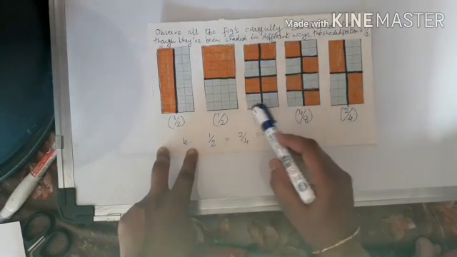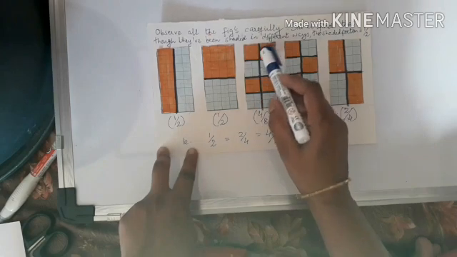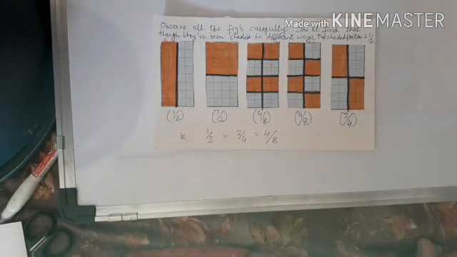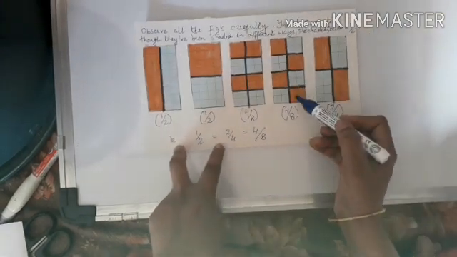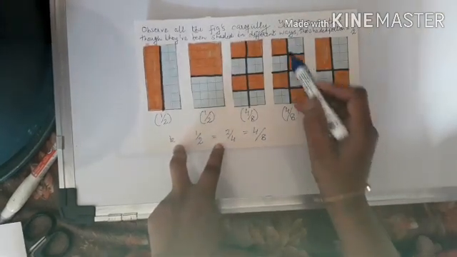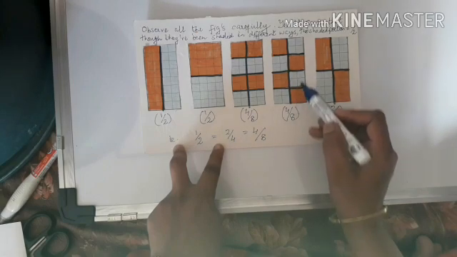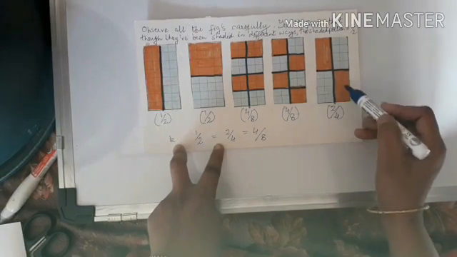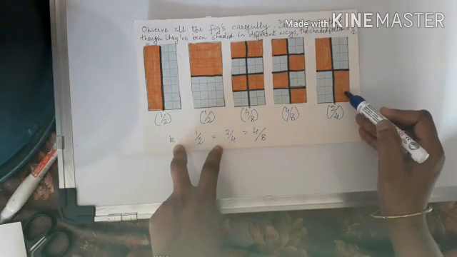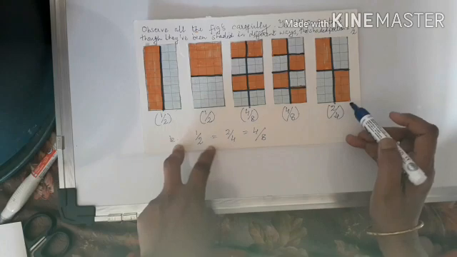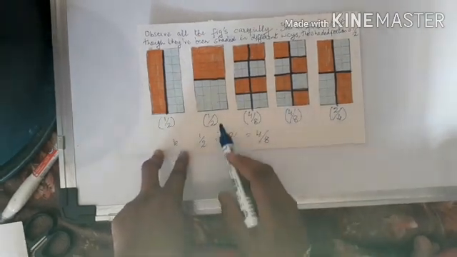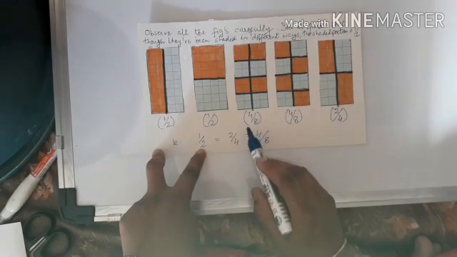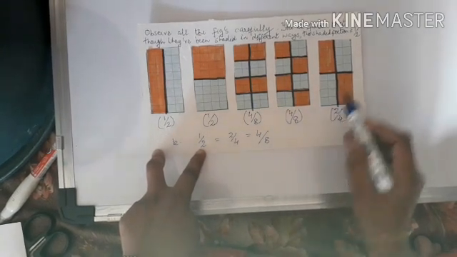Out of 8 equal parts, 4 parts are shaded. So it is 4/8. Here, in the fourth figure, out of 8 equal parts, 4 parts are shaded, so it again represents 4/8. And out of 4 parts, 2 parts are shaded, so it is 2/4. So you can see here that half is one and the same as 2/4, which is one and the same as 4/8.